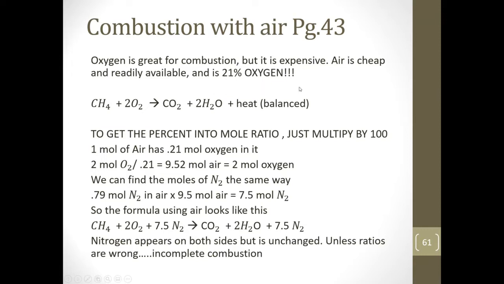Biggest thing to remember that I wanted to reinforce here is making sure that you understand that in these calculations, when we're theoretically talking about oxygen, in order to do the same calculation with air, you have to multiply the number of moles by 4.76 in order to get that same amount of elemental oxygen.